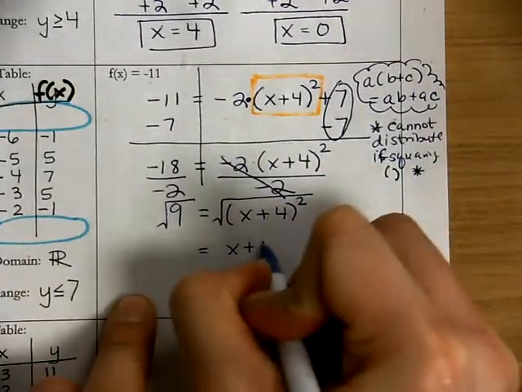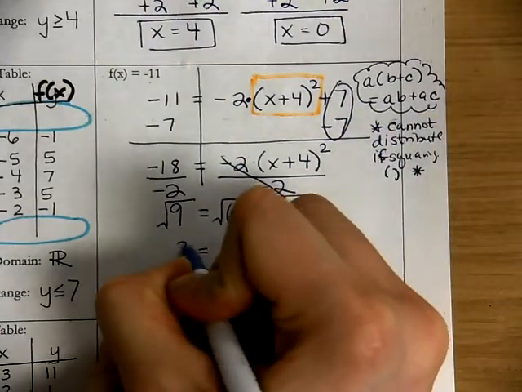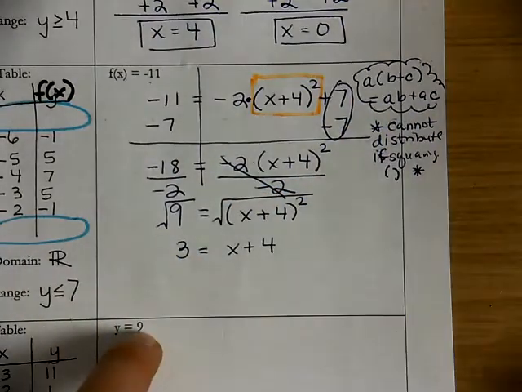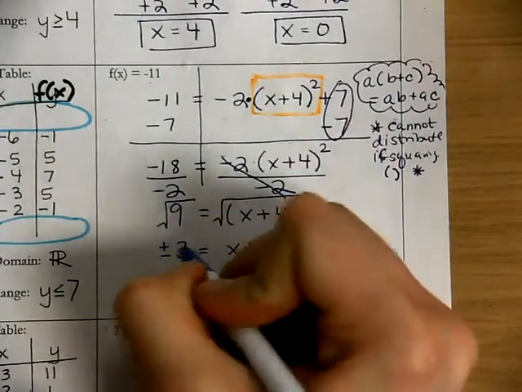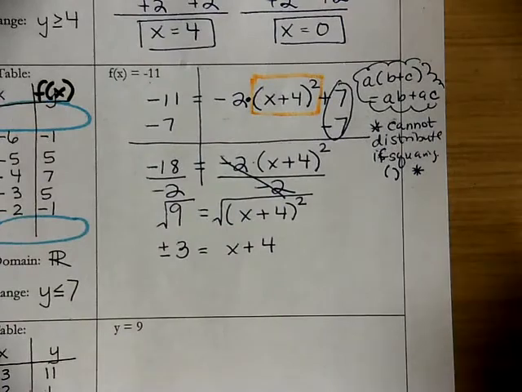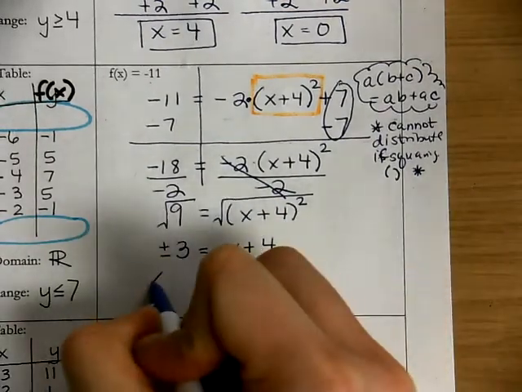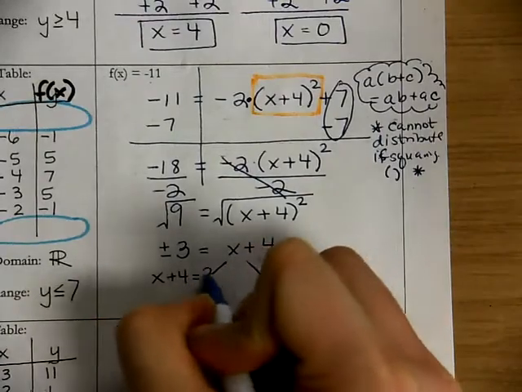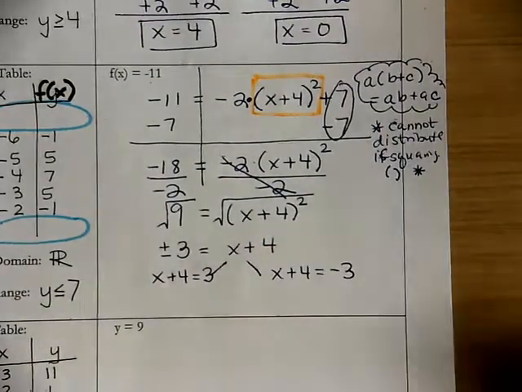I have x plus 4 on the right-hand side, and on the left-hand side, I know the square root of 9 is 3, but I'm not just going to write 3, because I know that not only 3 squared is 9, but -3 squared is 9. So we have plus or minus 3, which means we really have two equations we need to solve. We need to figure out, well, what would x be if x plus 4 is 3? And what would x be if x plus 4 is -3?